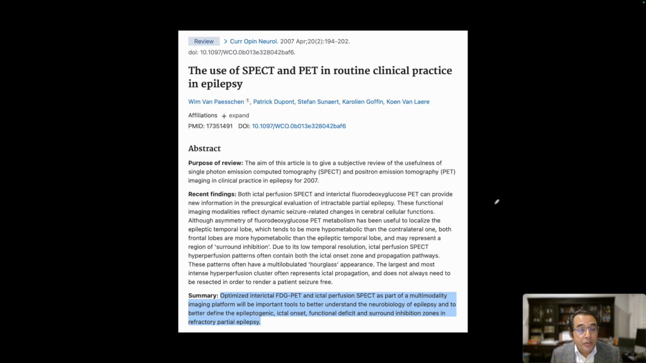And this is a good review article on the topic, and the authors summarize that optimized interictal PET-CT and ictal perfusion SPECT as part of a multimodality imaging platform will be important tools to better understand the neurobiology of epilepsy and to better define the epileptogenic focus, ictal onset, functional deficit, and surround inhibition zones in refractory partial epilepsy.